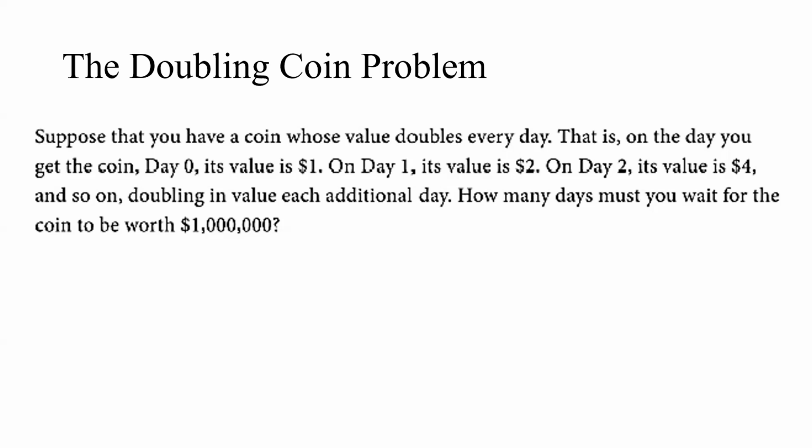That is, on the day you get the coin, day 0, its value is $1. On day 1, its value is $2. On day 2, its value is $4, and so on, doubling in value each additional day. How many days must you wait for the coin to be worth $1 million? Trying to figure out in the end, okay? So we're going to take this and break it down into parts.